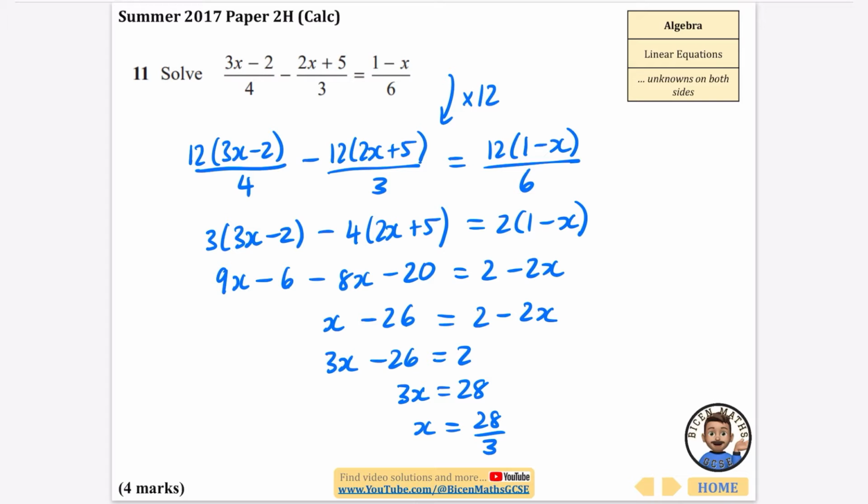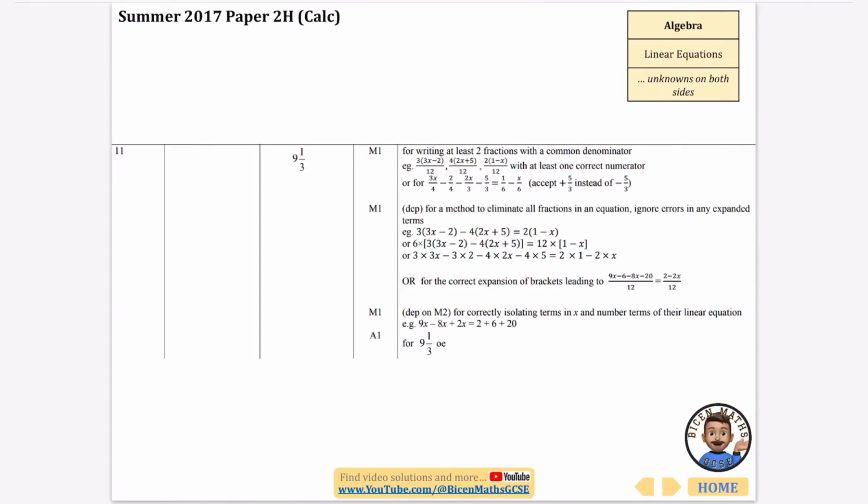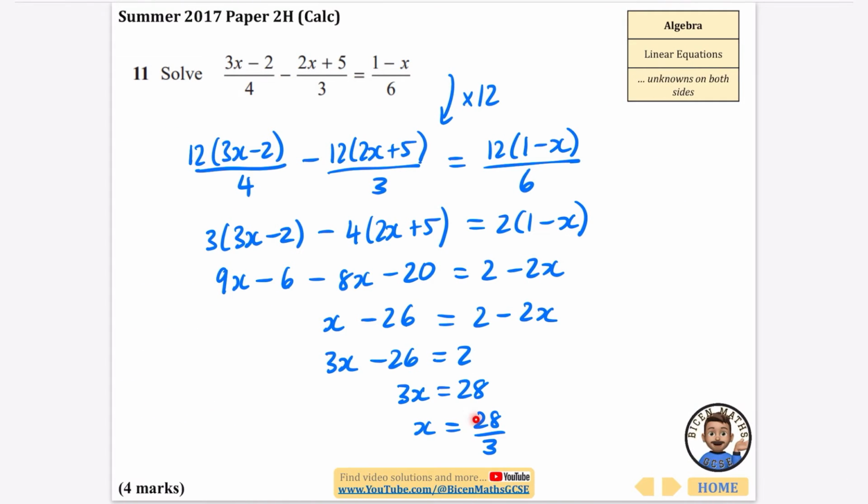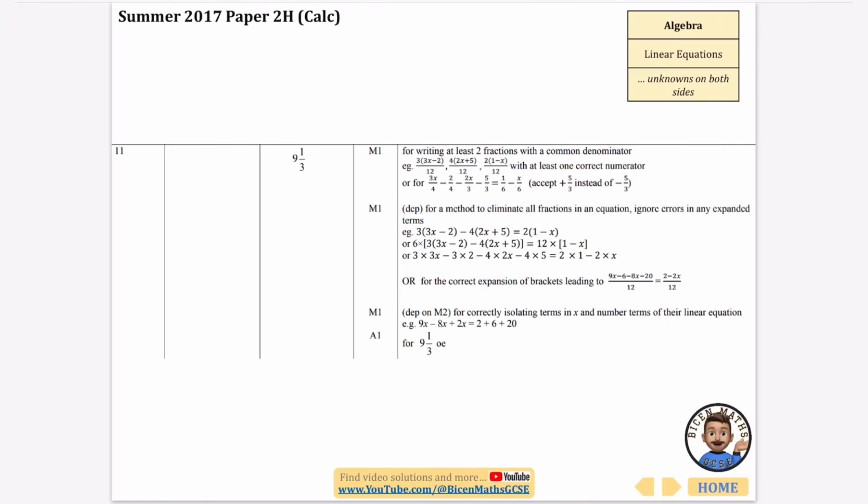So quite difficult at that first stage. You could have given them a common denominator of 12, which I've done in a slightly different way: I've just multiplied the whole thing by 12. We do have the answer 9 1/3, which is the same as 28 thirds that we have there.